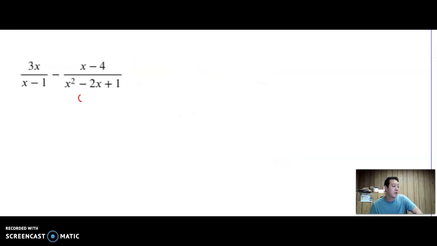Okay, so for this one, this is number 5. It's the very next one, right? I'm going to factor this denominator first into x minus 1 and x minus 1. Okay, and this left fraction is missing another x minus 1. So we need to multiply another one here on the bottom and also on the top.